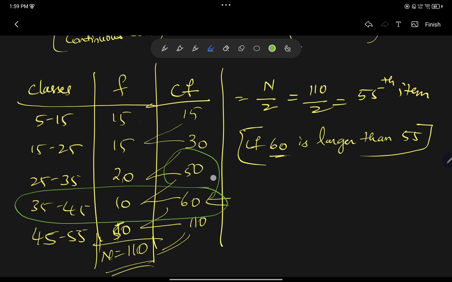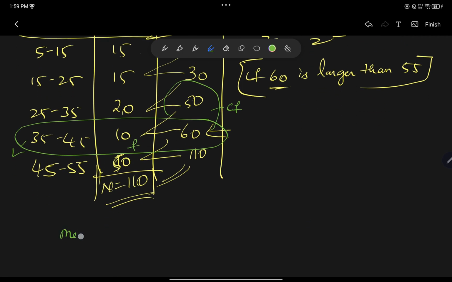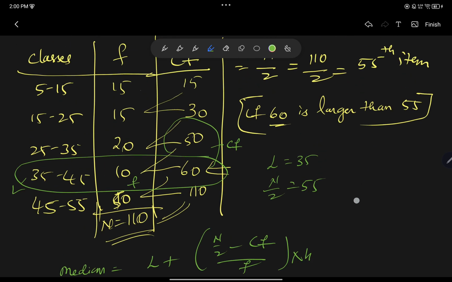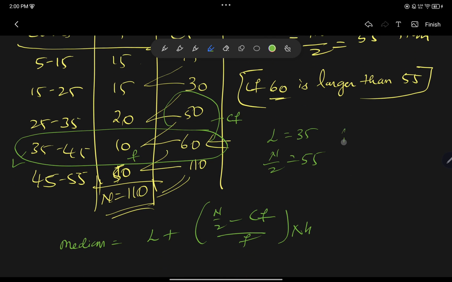Here, this is CF as per the formula. This is L, this is F, and we have N by 2. The formula of median says L plus N by 2 minus CF divided by F into H. What is L? L is 35. N by 2 is 55, which we have already calculated. CF is the previous cumulative frequency, that is 50. F is this one, 10.